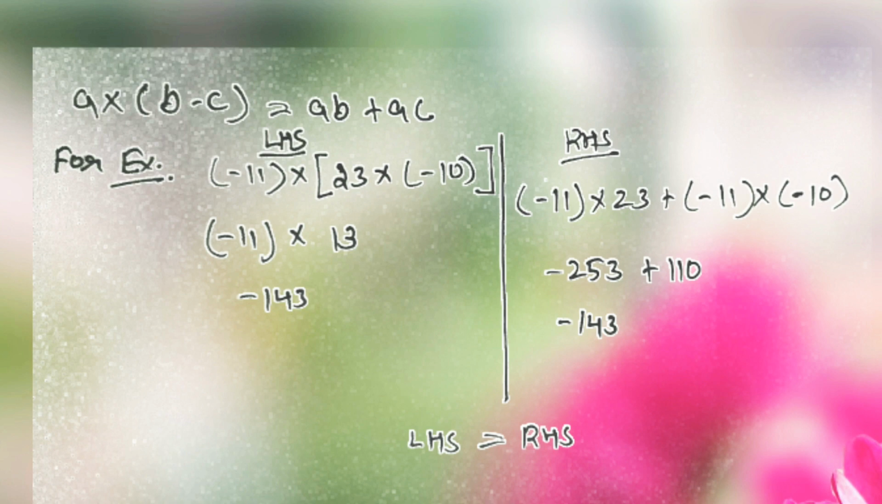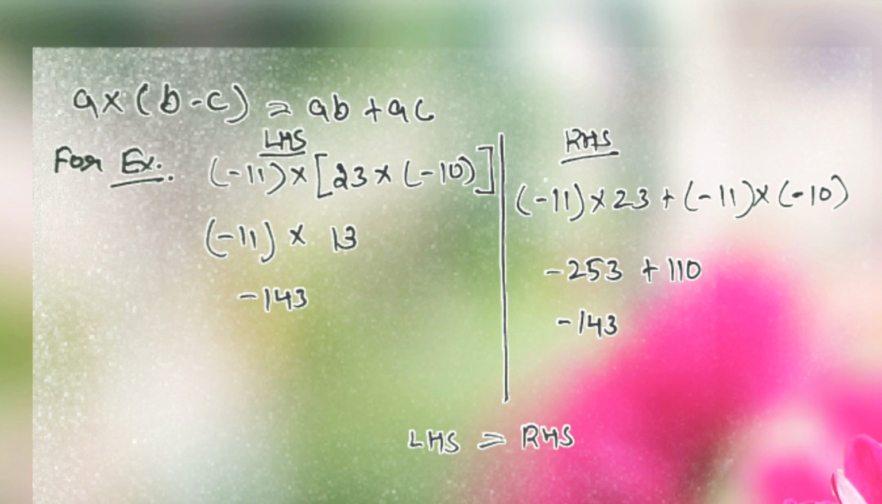On the other hand, minus 11 multiply 23 plus minus 11 multiply with minus 10. So minus 11 multiply with 23, you will get minus 253, plus minus 11 multiply with minus 10. Minus minus becomes plus, 11 multiply 10 will be 110. And out of 253, subtract 110 and you are left with minus 143, and both the sides are equal. So this property is known as distributive property of integers over addition.